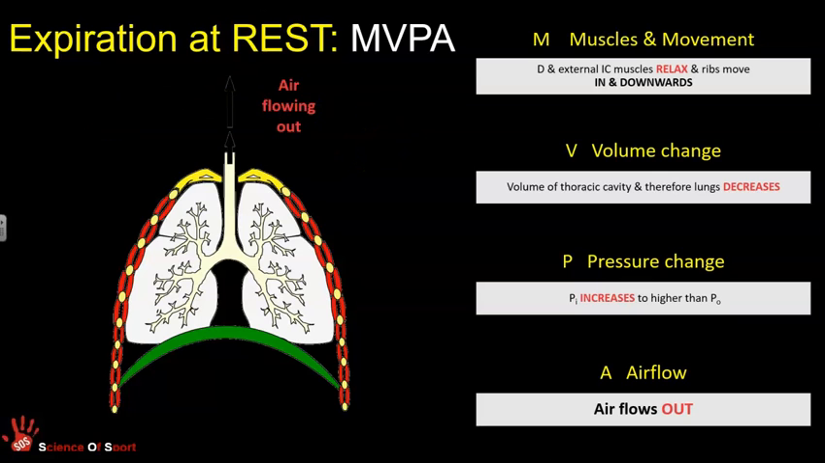So that's it. Breathing in is active. Breathing out at rest is passive, because it doesn't happen because of muscular contraction. All the muscles do is relax, and that's a passive process. It's only labelled as being active when muscles contract to make it happen. So breathing in, or inspiration at rest, is an active process. Expiration at rest, breathing out, is a passive process.